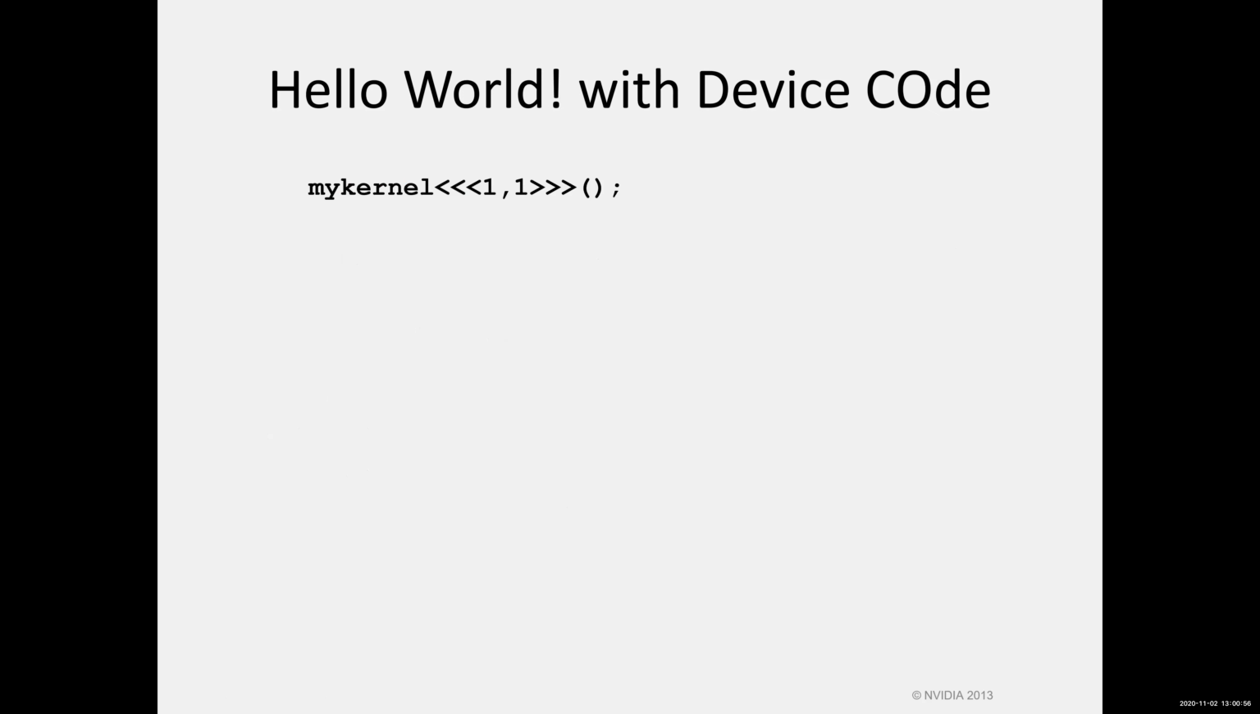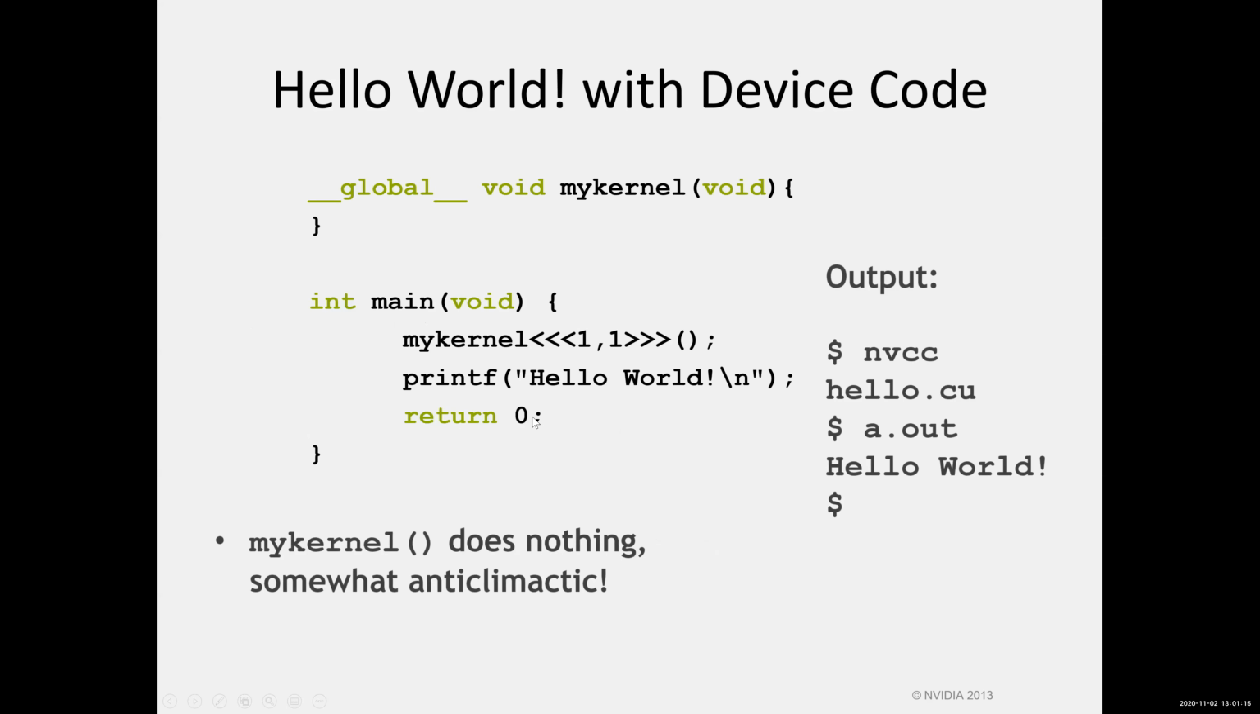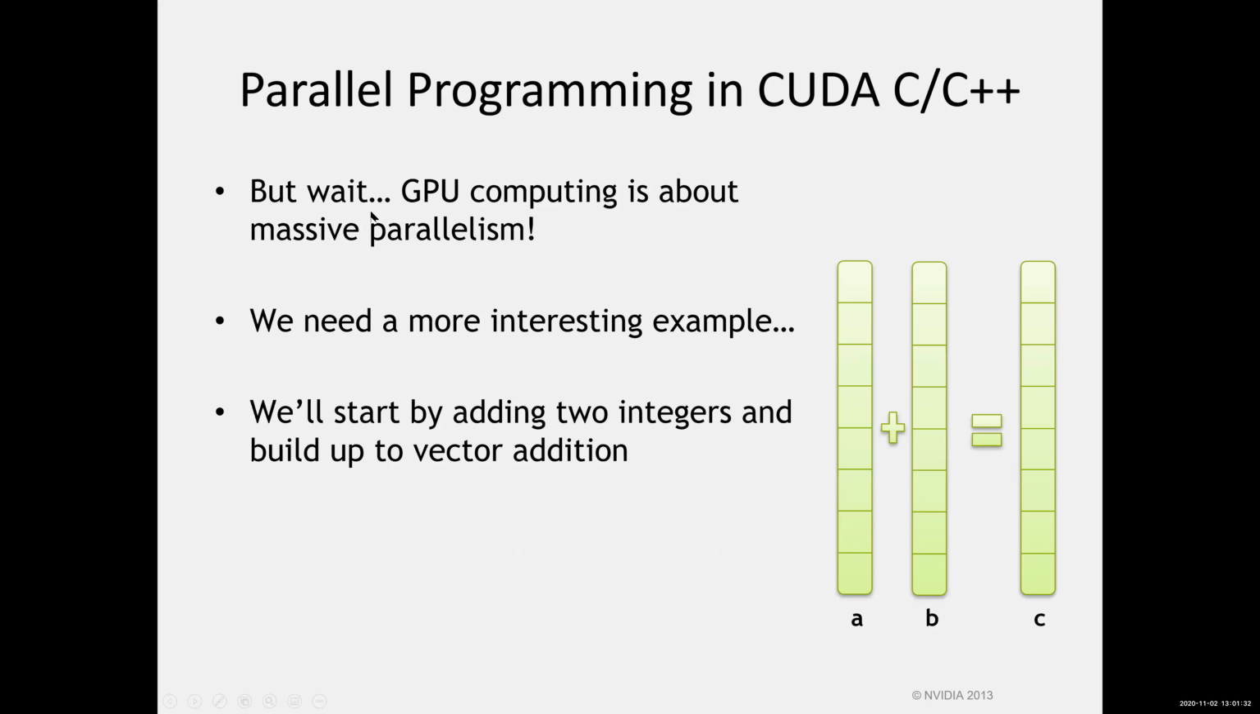All right. So when you call my kernel 11, the triple angle brackets mark a call from the host code to the device code, also called a kernel launch. That is all you require to execute a function on GPU. Yeah, it sounds simple, but actually there's more to it. All right. So now when you compile this code, the NVCC compiler will see, oh, I'm calling this function. This function is called by the host, but this function will be executed inside the GPU. Okay. So this is where you can perform vector operations.